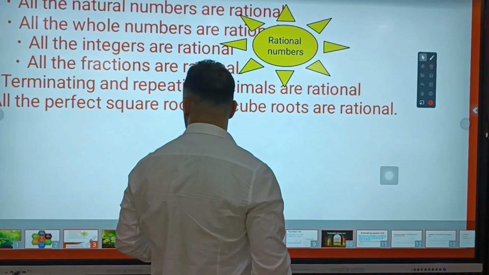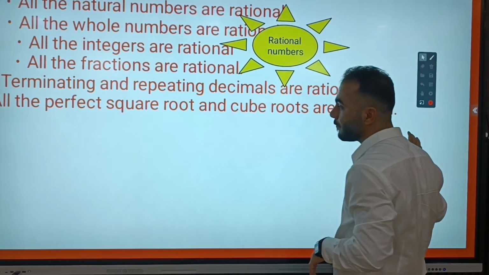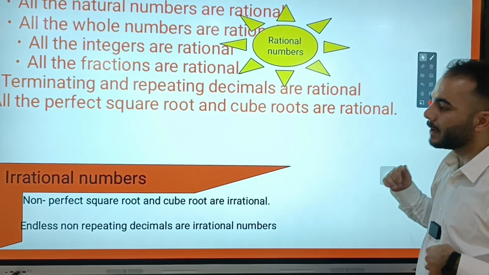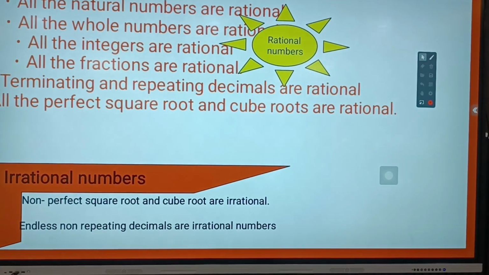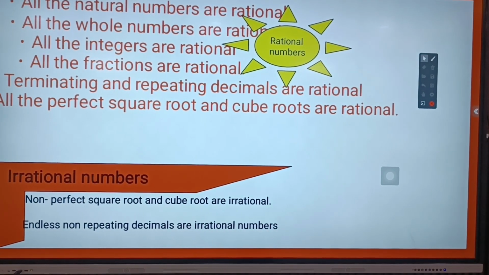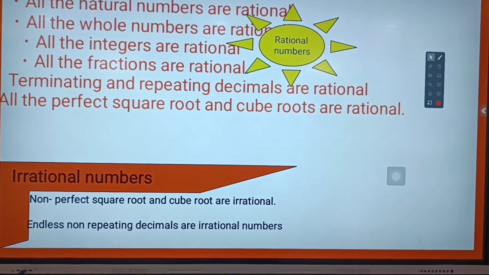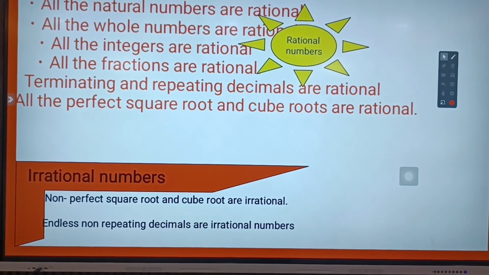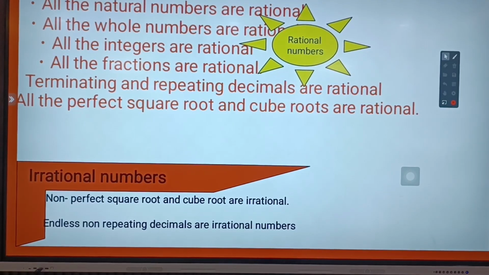Okay, then we have irrational numbers, 2 types of them. Let me just make sure that the video is going on. Yes. Wait a second. I hope, guys, that you can see it clearly.